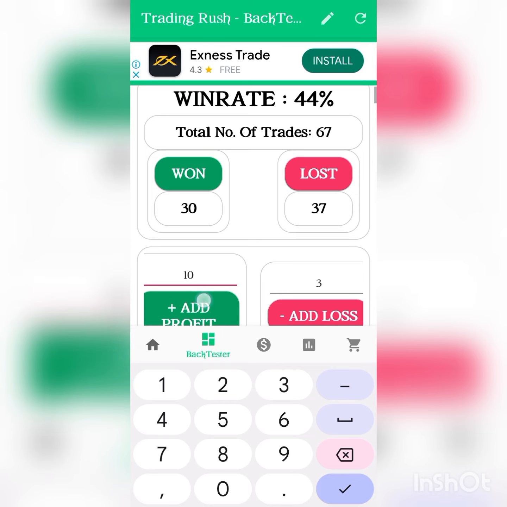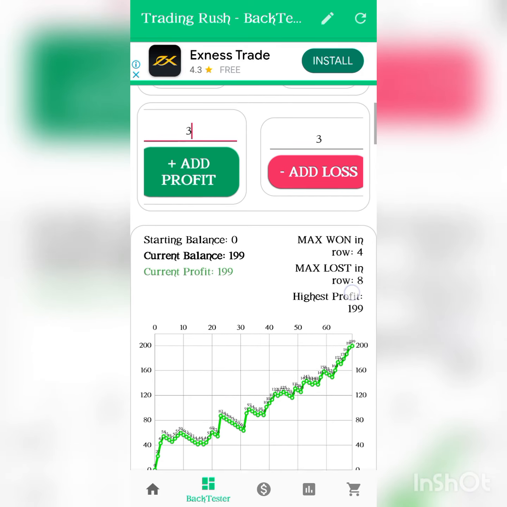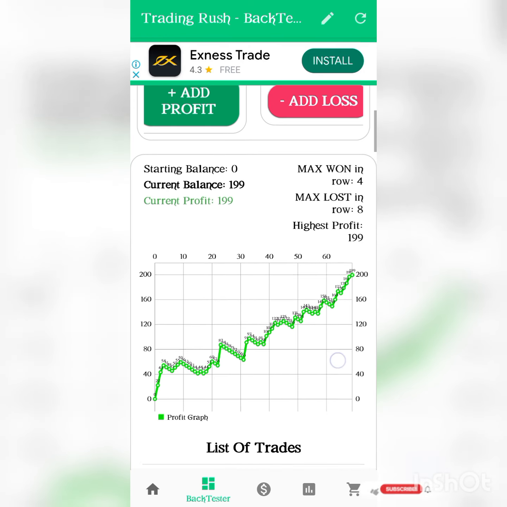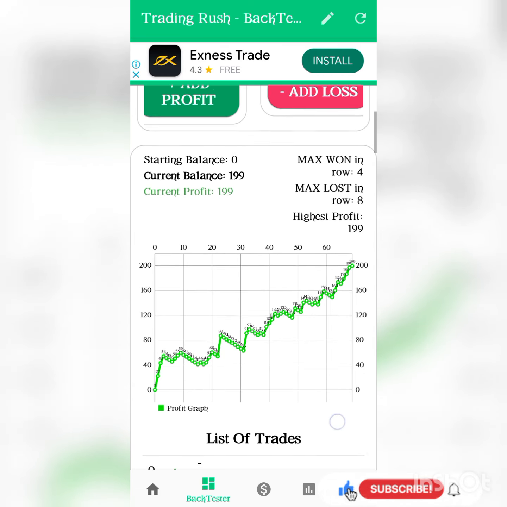We are risking 3 and we made 10% on this one. We risked 3, still made 3. This is a break-even trade. We usually call it a break-even trade. Now the results, we are done. Starting balance 0, current balance 199. See how beautiful the equity curve is.